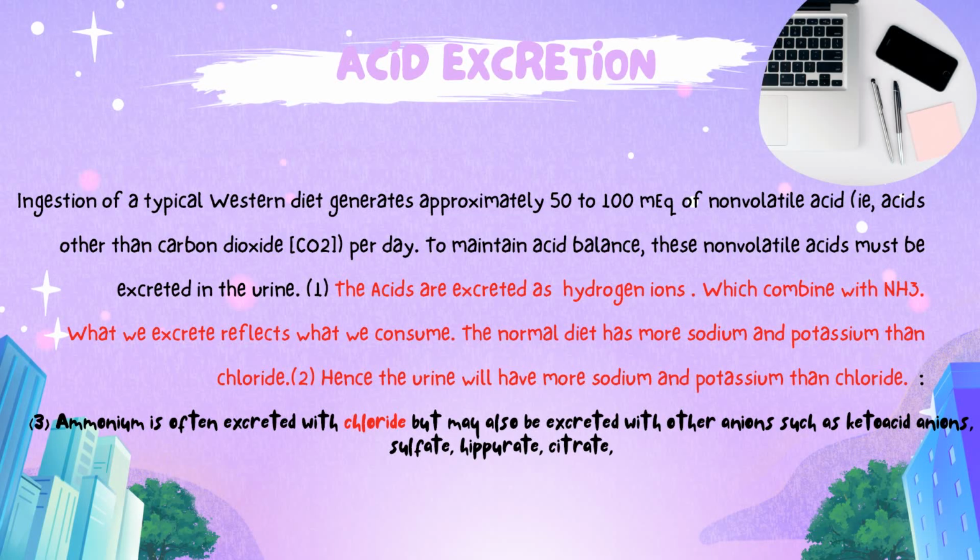A normal diet has more sodium and potassium than chloride. Hence the urine will have more sodium and more potassium than chloride, and thus we would have a measured urinary anion gap. The ammonium is usually excreted as chloride. However, there are other combinations as well, such as the other anions: ketoacid anions, sulfate, hippurate and citrate.